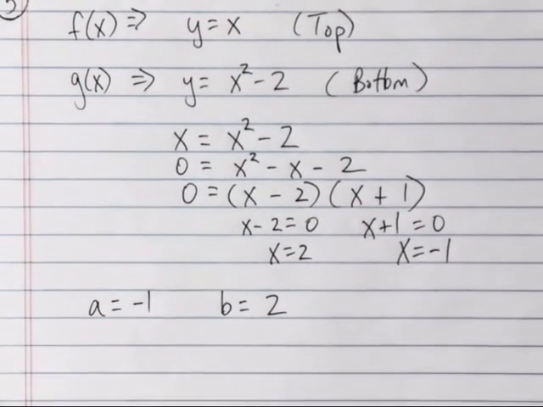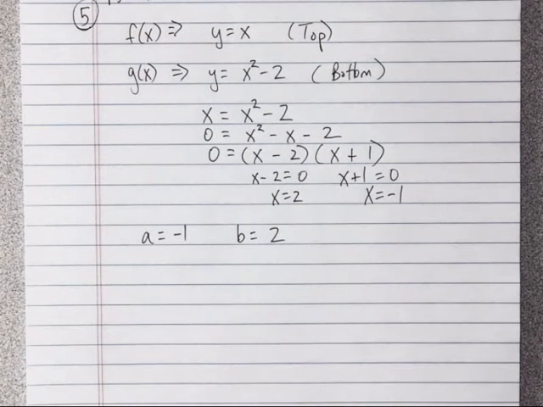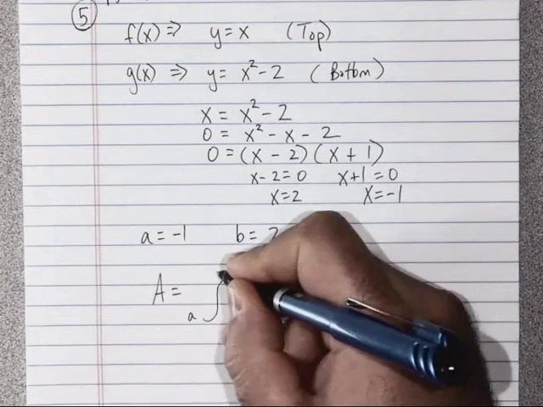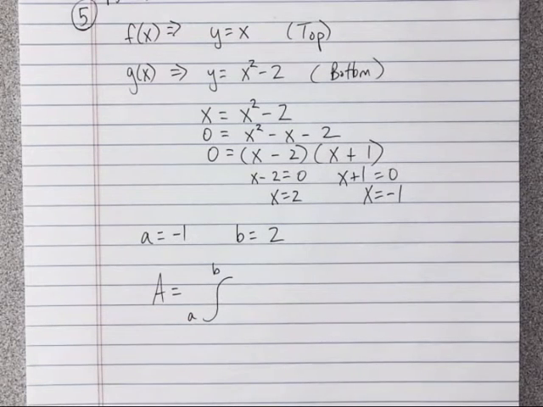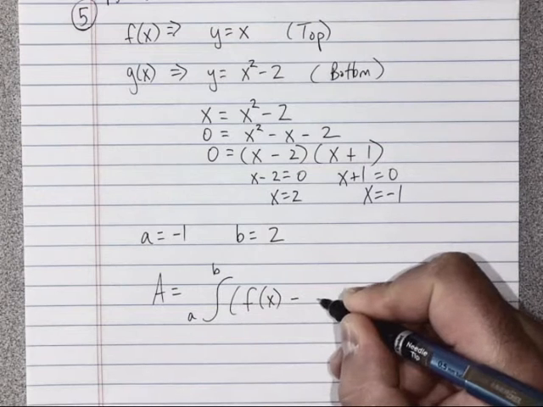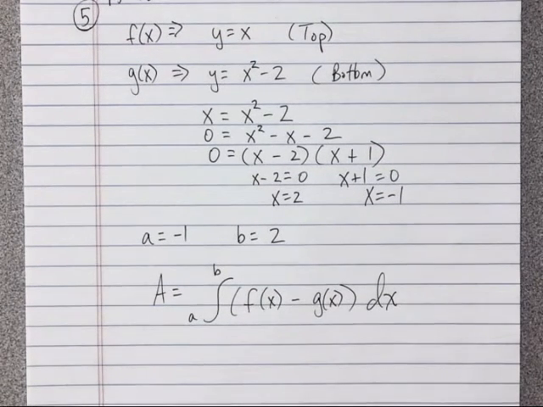So using the fundamental theorem of calculus and the definition of finding the area between two curves, right? This is the definition here. We've got an integral from a to b, which we just found, and we've got f of x minus g of x dx, right? And we have identified what f of x and what g of x is. Remember, f of x needs to be the top curve, and g of x needs to be the bottom.